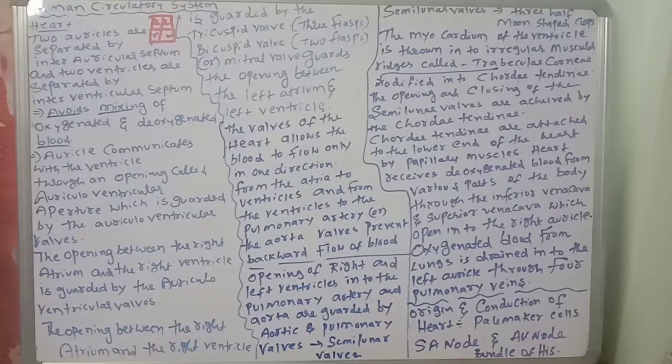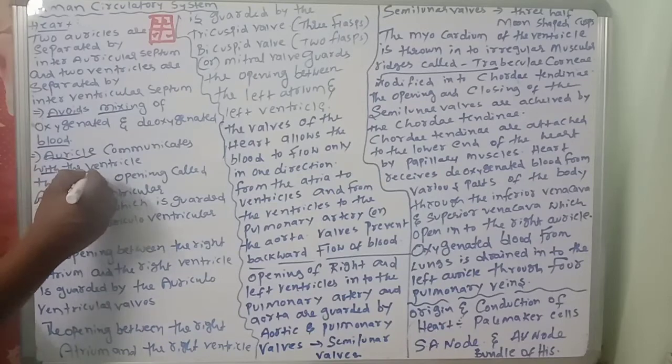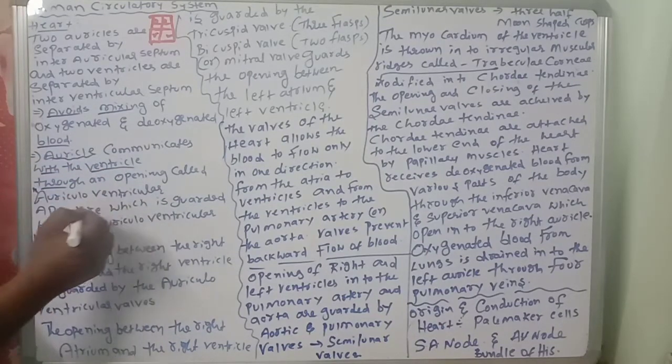So these septums separate the oxygenated and deoxygenated blood, meaning right auricle, left auricle, right ventricle, left ventricle, the four chambers' partition is there. That is important. So the septums avoid the mixing of oxygenated and deoxygenated blood. The auricles communicate with the ventricle, very important, through an opening called the auriculoventricular aperture.